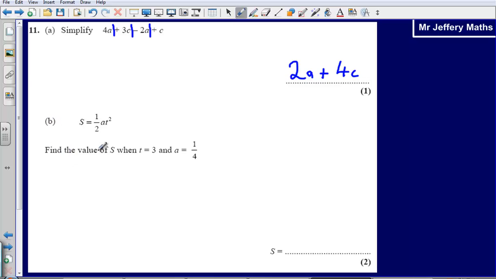Now part B asks me to find the value of s when t equals 3 and a equals 1/4. So what I'm going to do here is I'm simply going to substitute t and a into this formula. So first of all, I can say that I'm going to be doing a half multiplied by a. Well, a is 1/4, so it's half multiplied by 1/4, then multiplied by t squared. T here is 3, so it's multiplied by 3 squared.